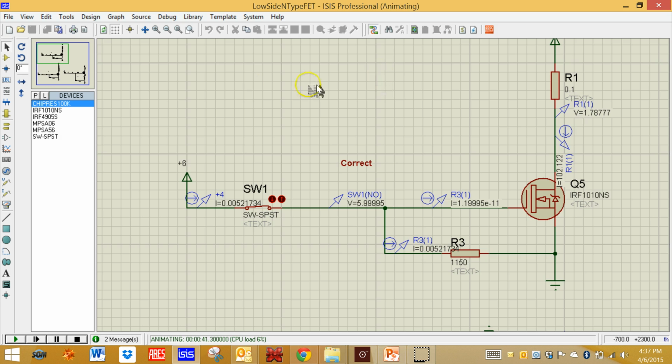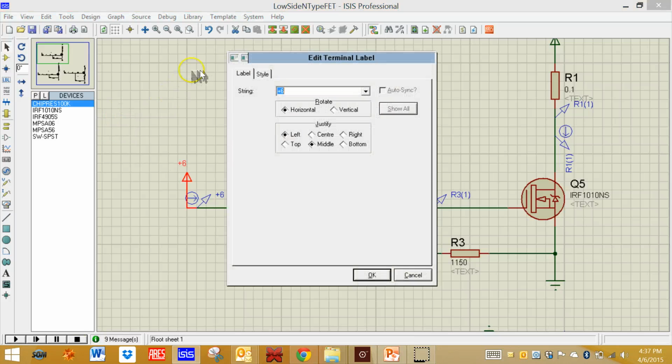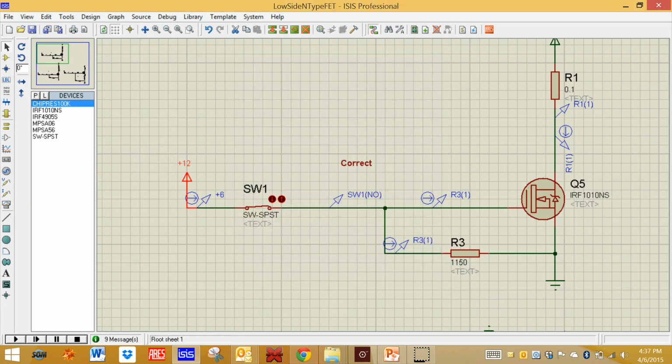So what we'll next do is say, well, suppose I drive the gate a little harder. So let me stop that. Let's make this a large number. Not sure what the maximum is. I haven't looked at the data sheet. I'm going to make it 12 volts. We'll see what happens now, and run the simulation again.